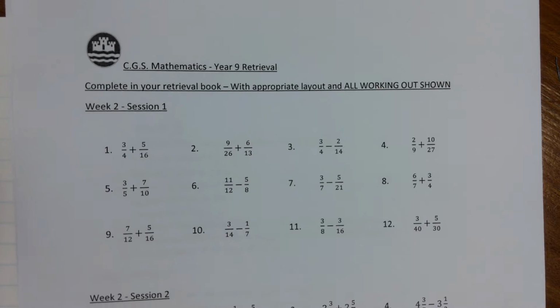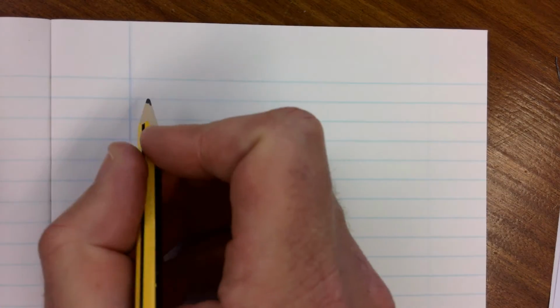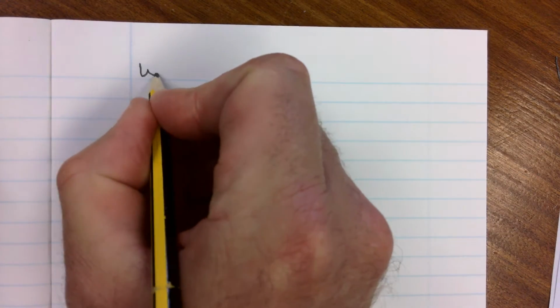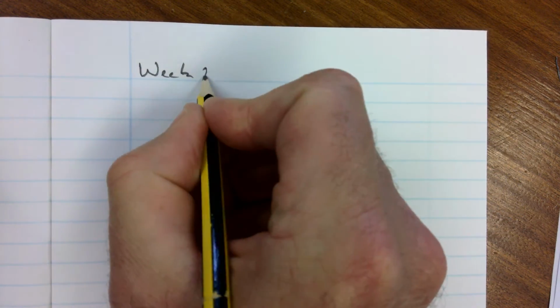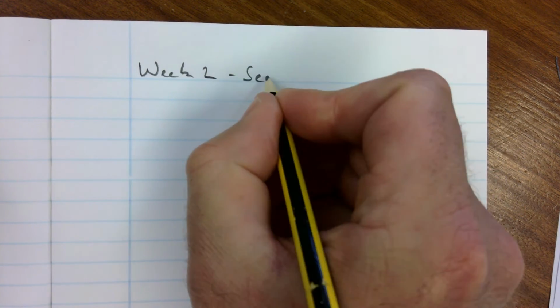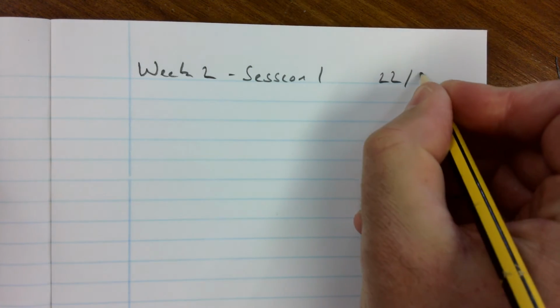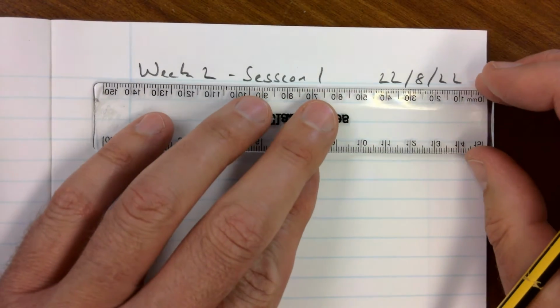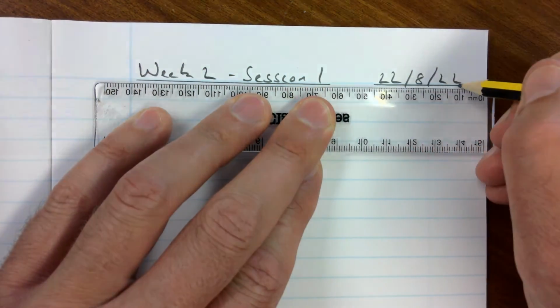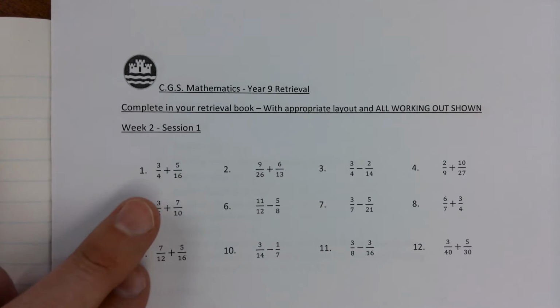So I have my red book here, and with each session we take a new page, and with each page then we do a wee title. So this one is going to be week 2, session 1. Today's date 22nd of the 8th, 22, and then we'll do this here. So underline. I'm just going to pick a question from each of the sessions to kind of help you out. So I'm actually giving you the answers to some of these questions, which hopefully will be helpful.